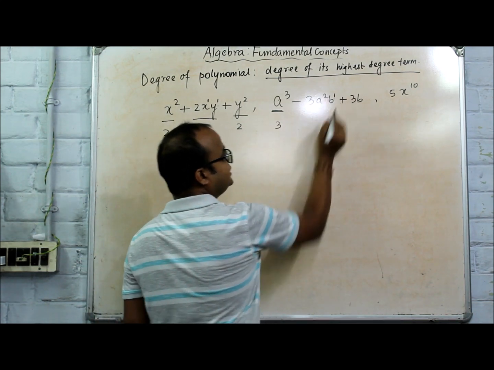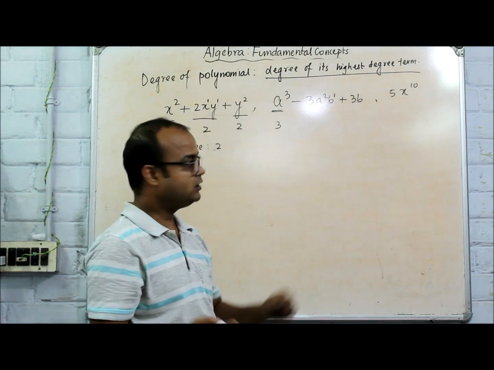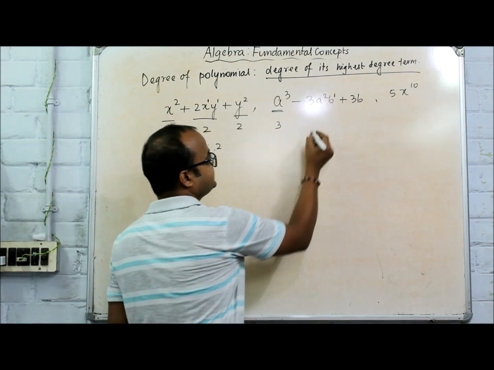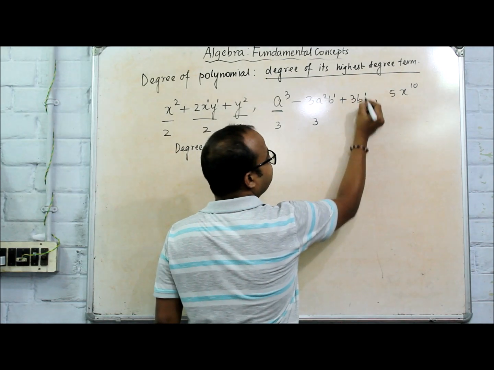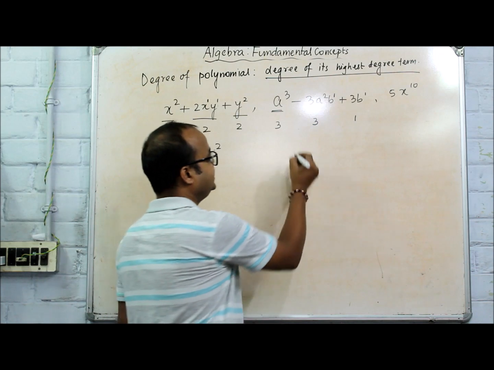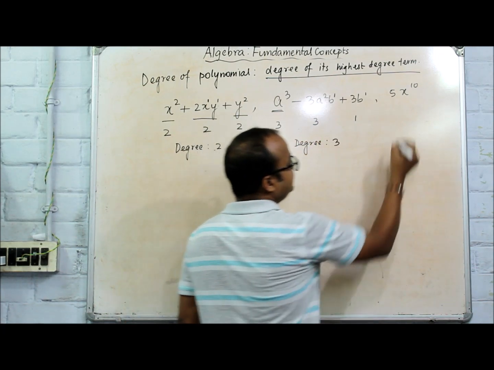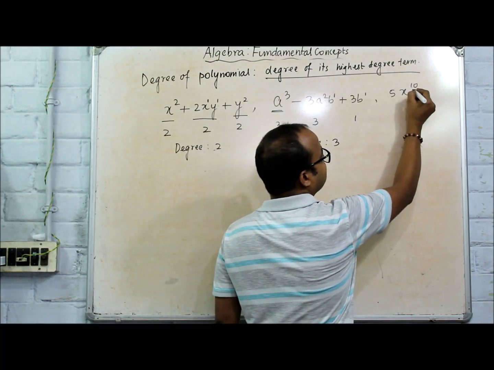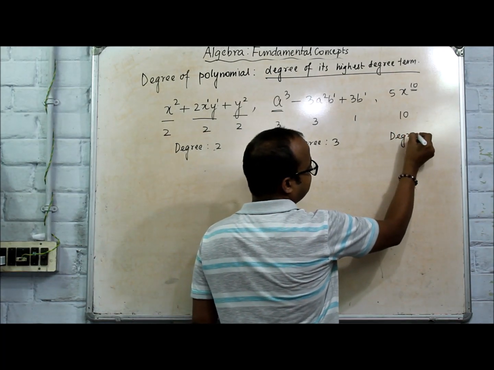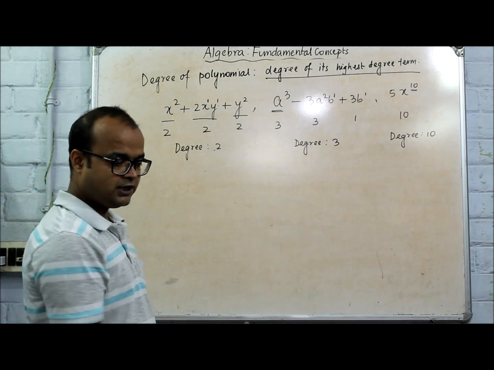Now the second one: a cube has degree 3. Then a square b: b means b to the power 1, so we add those two exponents, 2 plus 1, 3. Here 3b, b only, that means 1. So 3, 3, 1. Highest is 3, so degree is 3. For 5x to the power 10, a single term is there, so degree is 10.